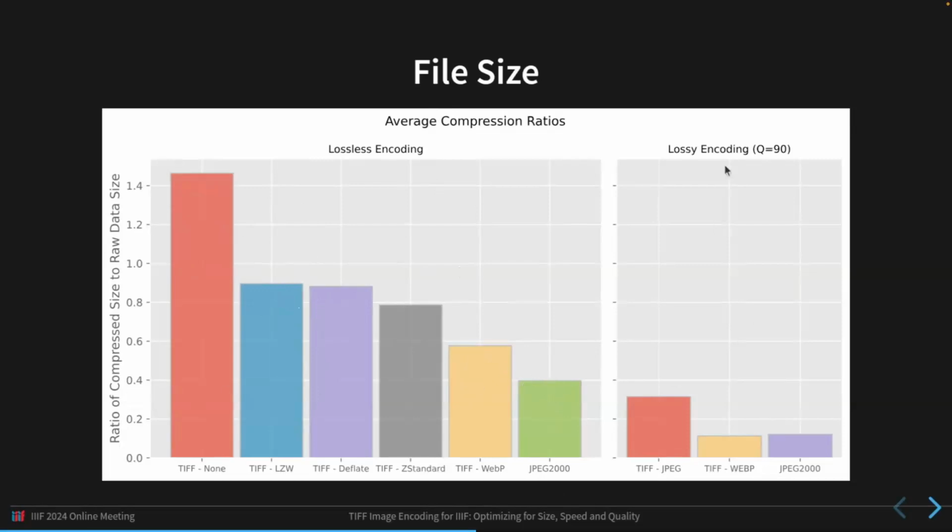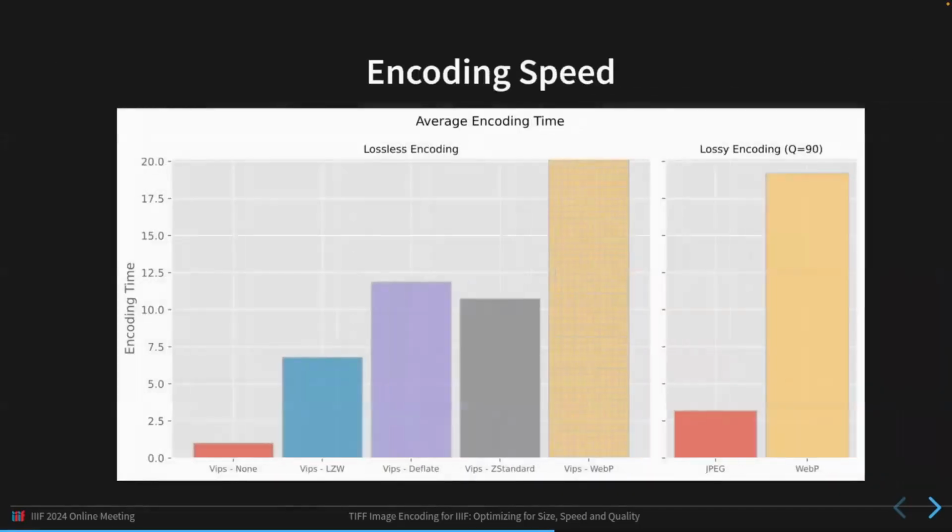For lossy encoding, we're aiming for a quality factor of 90, and we can see that JPEG within TIFF compresses to about 30% of the original data size. And interestingly, WebP can match or beat JPEG 2000 here. So for both of these, we've aimed for a quality factor of 90, which is similar to JPEG. And we can see that these both perform really well and that WebP is actually competitive with JPEG 2000.